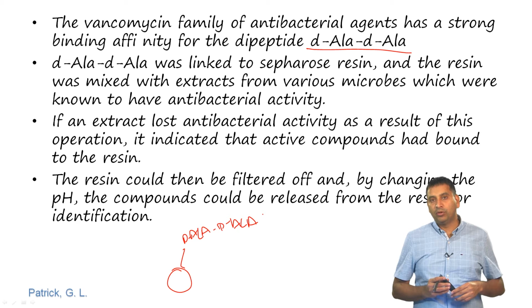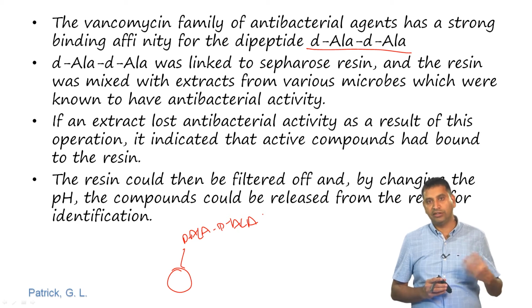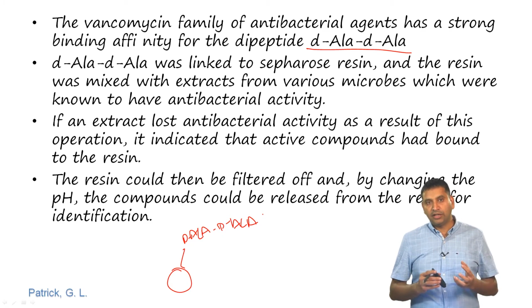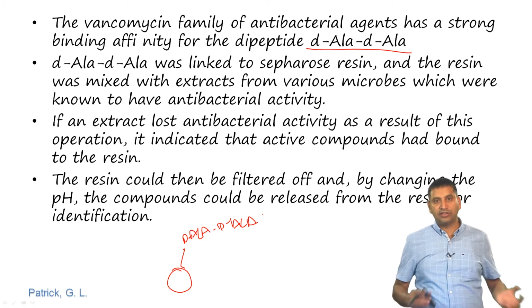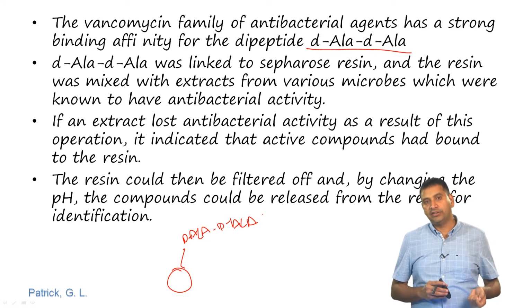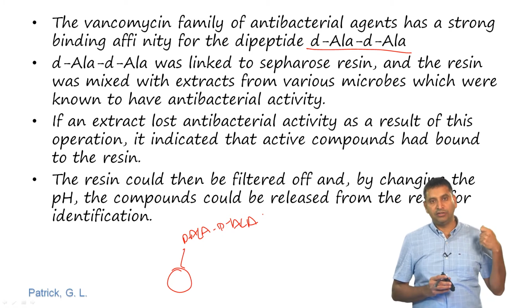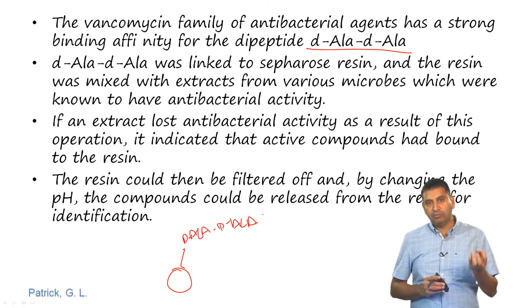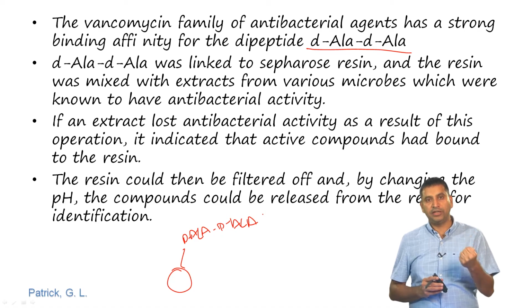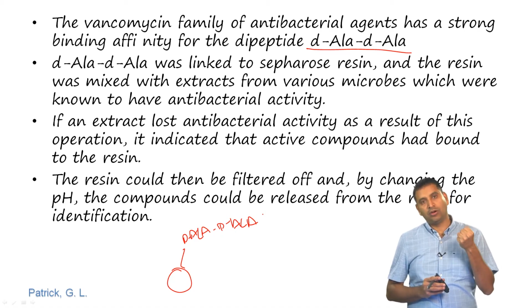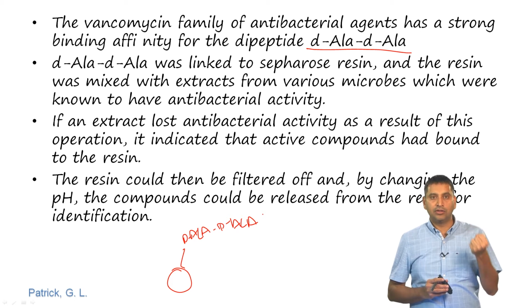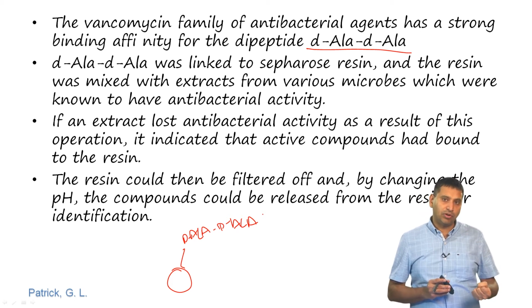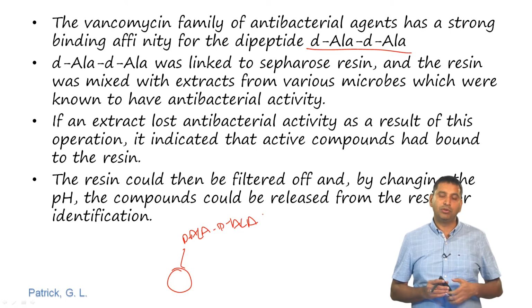So, you can mix the resin with extracts from various microbes which were known to have antibacterial activity. After that, if you see that the extract has lost its antibacterial activity, then it indicates that the active compounds have bound to the resin. So, the resin could then be filtered off, and by changing the pH, the compounds can then be released from the resin for identification. So, this method basically exploits the affinity of a particular sequence or epitope towards another molecule. So, once it binds strongly, then you can figure out what is going to happen with this.